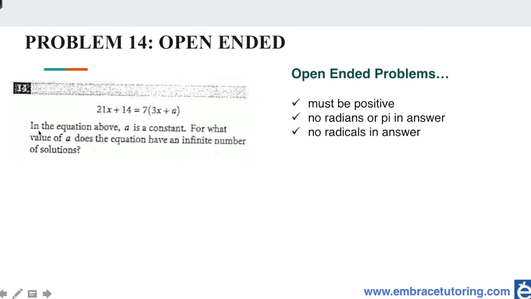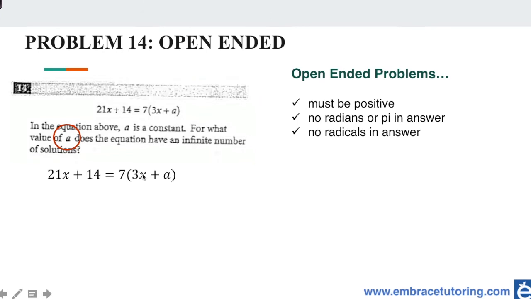So let's look at it a little bit further. So we have 21x plus 14 equals 7 multiplied by 3x plus a inside of parentheses. We then have, in the equation above, a is a constant. For what value of a does the equation have an infinite number of solutions? Now that is the trick, because we need to make both sides of the equation the same. Now setting up my equation, I get 21x plus 14 equals 7 times 3x plus a.